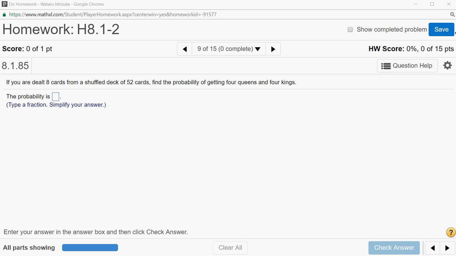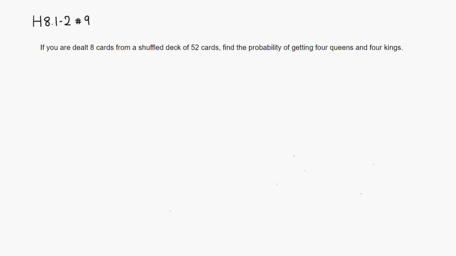Alright, let's look at the homework 8.1, 8.2, problem number 9. If you are dealt 8 cards from a shuffled deck of 52 cards, find the probability of getting 4 queens and 4 kings. Alright, so let's do that. Let's call this event E. So we're talking about the probability of this event E.